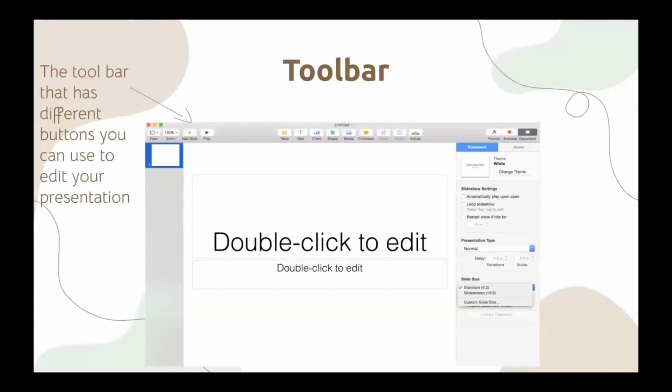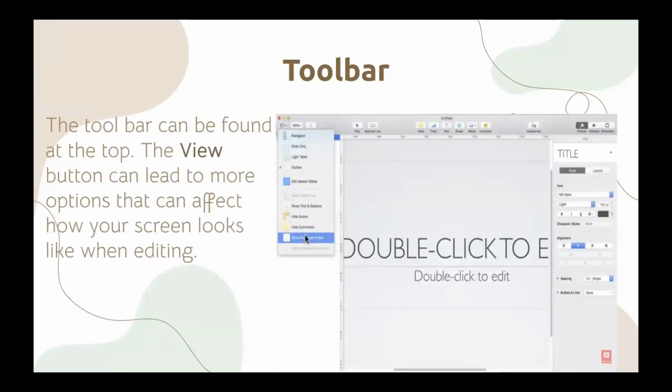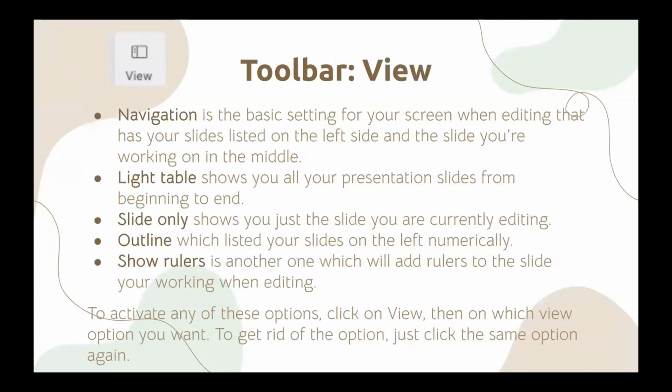The toolbar has different buttons you can use to edit your presentation. The toolbar can be found at the top. The View button can lead to more options that can affect how your screen looks when editing. So, toolbar, View. Navigation is the basic setting for your screen when editing that has your slides listed on the left side and the slide you're working on in the middle.